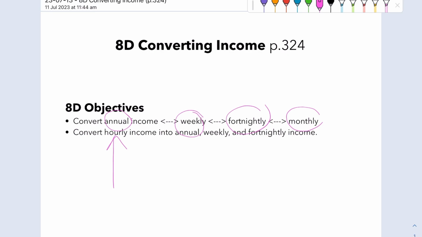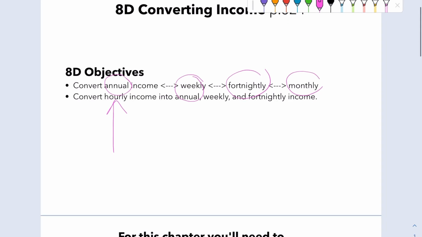You would need more information from the question to be able to do those conversions, because if you know how many hours they normally do in a week, then you can convert that into how many weeks, fortnights, etc. So let's go into it.